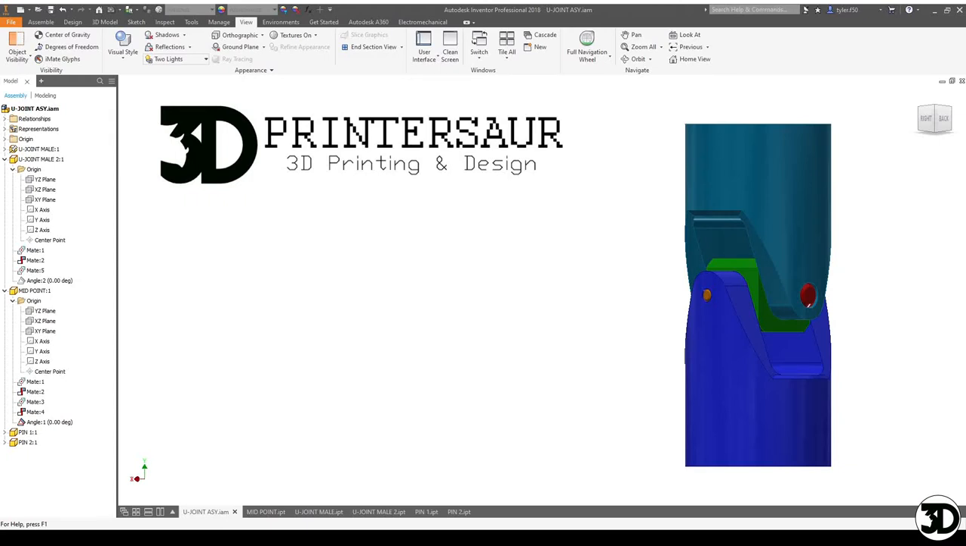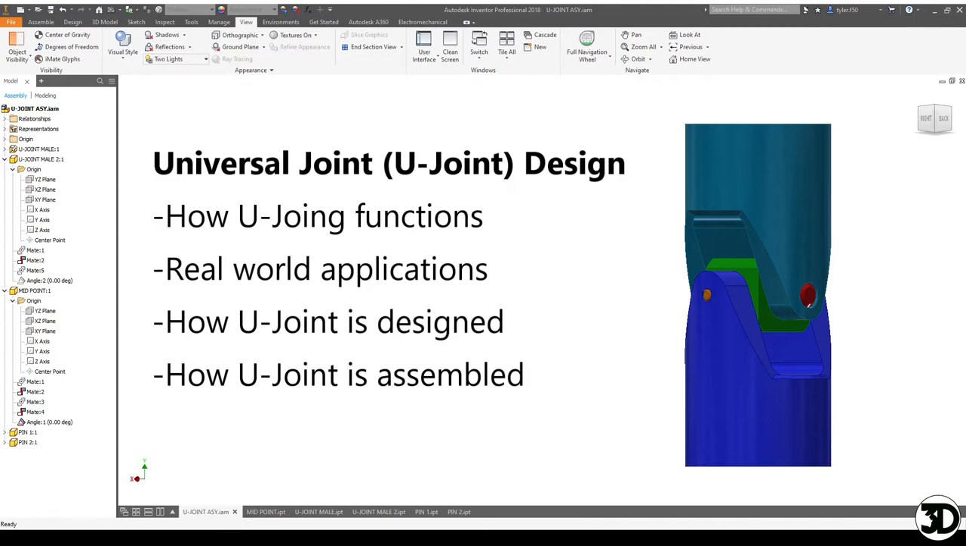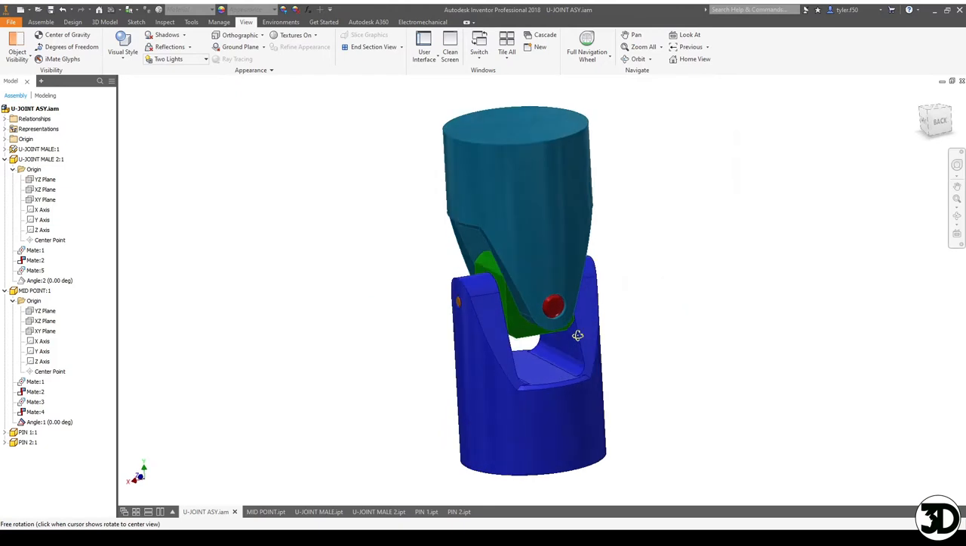In this video, we're going to talk about how a U-Joint functions, potential applications that it's used in the real world to give you some ideas of maybe how you can use it for 3D printing, and then lastly, how it's designed. So here's your universal joint.